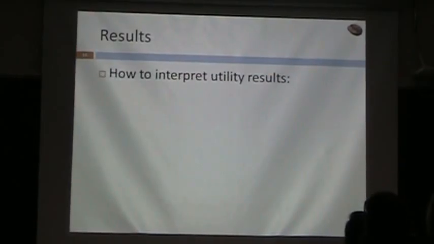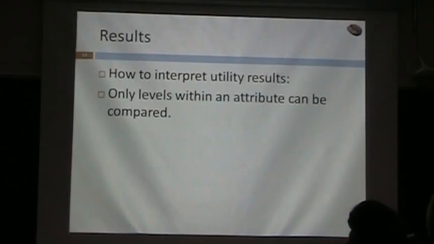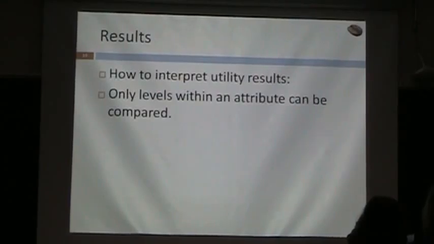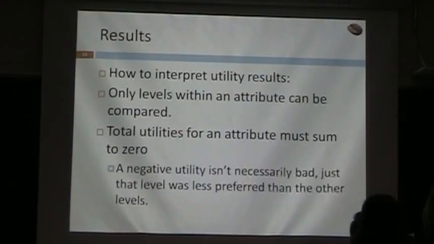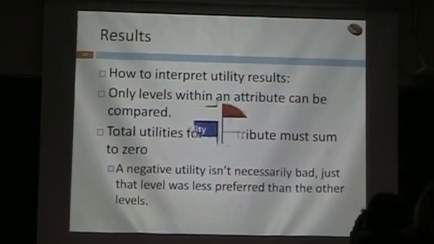So real quickly, how to interpret the results I'm going to show you on the next slide. Only levels within an attribute can be compared. So I can't compare coffee house to full fat because the data is calculated within an attribute. So they're not comparable between different attributes. Also, all utilities need to sum to 0. So a negative value is not necessarily bad, it's just not as liked, it's not as valued as the other one. So don't think of negative as bad, it's just not as good.